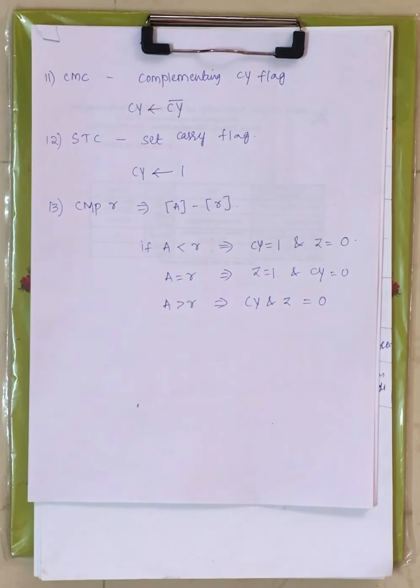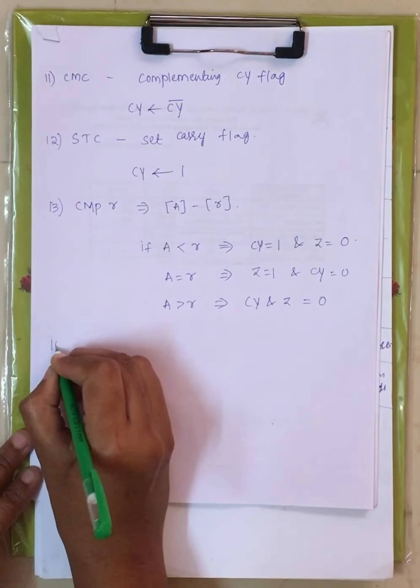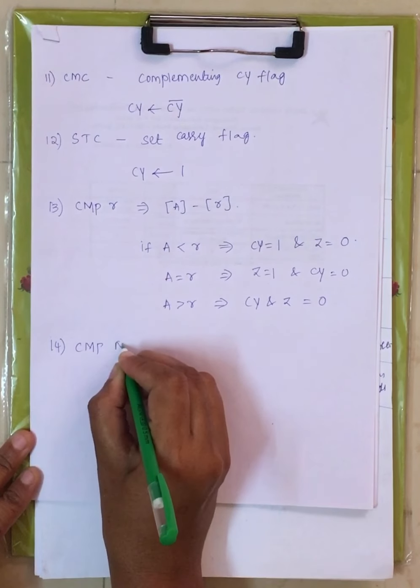Where you will observe the carry flag and the 0 flag, you have the PSW, program status word or processor status word. Under that you will have the carry flag, 0 flag, parity flag, sign flag, right? All this you will observe under PSW, right? Now this is about the 13th instruction. Now coming to the 14th instruction, CMPM, right?